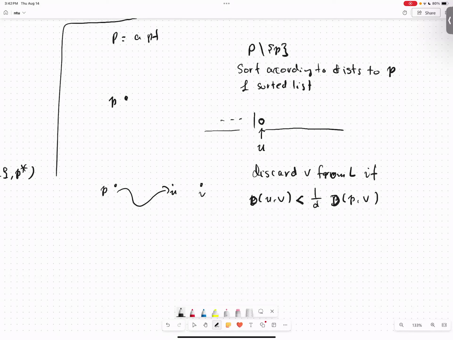So after this, you can imagine that the list has shrunk. And then you repeat this. The next point, you decide to keep, but keeping that point will allow you to shrink the list further. So in the end, when L becomes empty, you have determined all the out neighbors. All right, so that's how the DiskANN algorithm works.